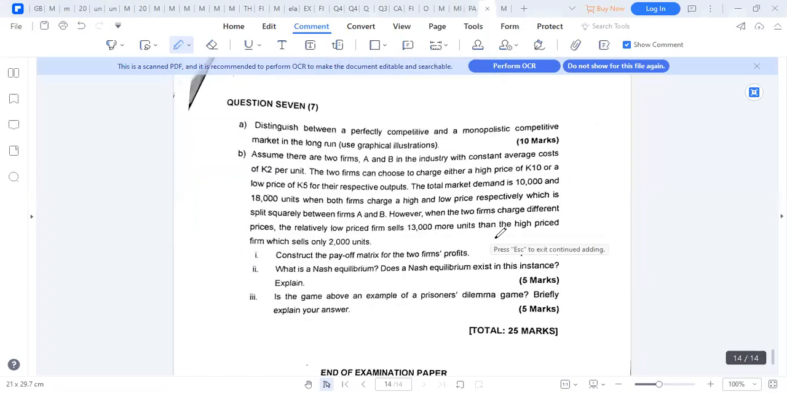So I'll show you a typical example of how questions with this scenario will look like. So we have this. To start with, I would want you to answer part 1 before I answer part B. Maggie and your friends, let's answer part 1.